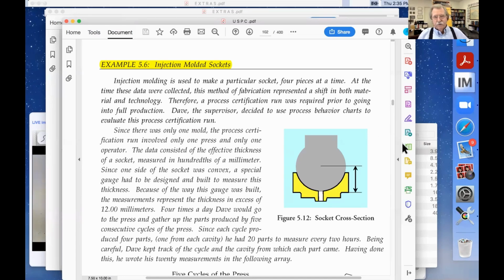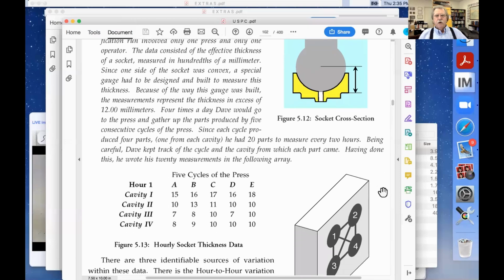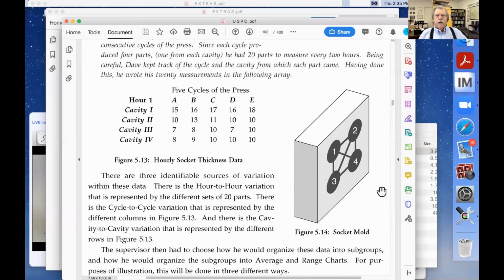So the supervisor is going to collect the data. They have one mold and they run on one press with one operator on one shift. Now this press is a big press. They used to make dashboard inserts on this press. Now they're going to make 4 little ball joint sockets.